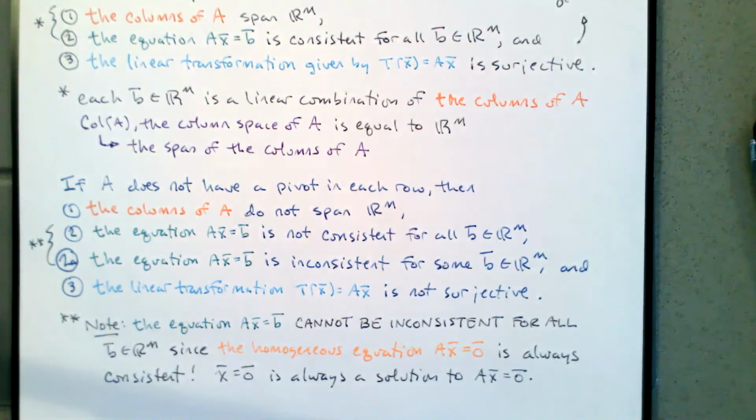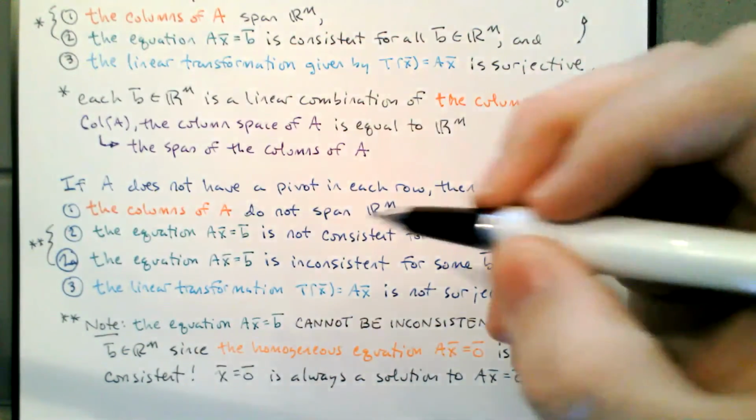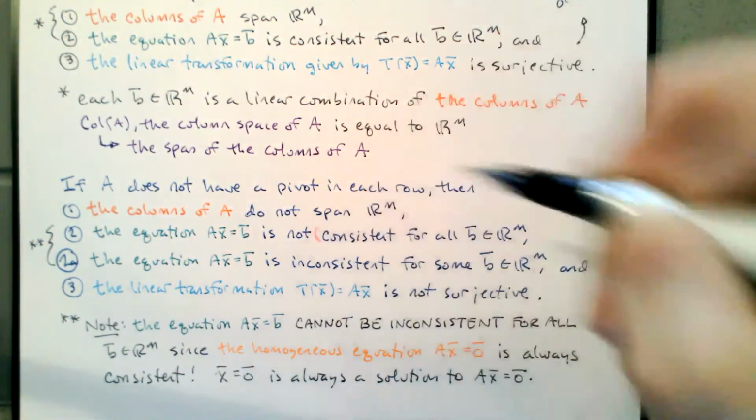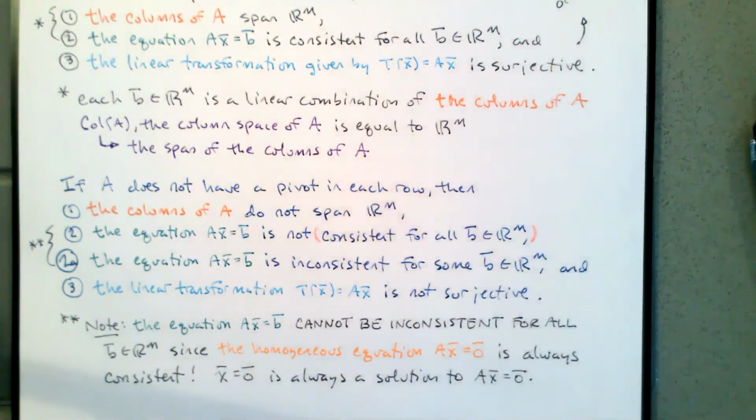The equation statement is a little bit tricky to negate. So if A, the matrix, does not have a pivot in each row, then the equation Ax equals B is not consistent for all B in Rm. It would be really helpful if we were allowed to use parentheses as grouping symbols when we're writing sentences. So we're saying that the equation Ax equals B is not, and then what follows is "consistent for all B in Rm." So we're reading it like this. It's not this thing. It's not consistent for all B in Rm.